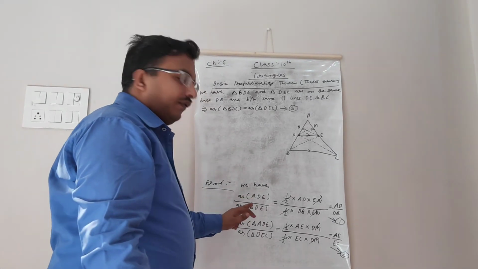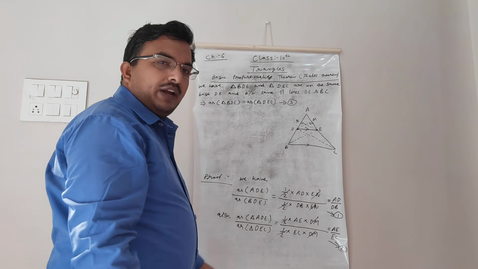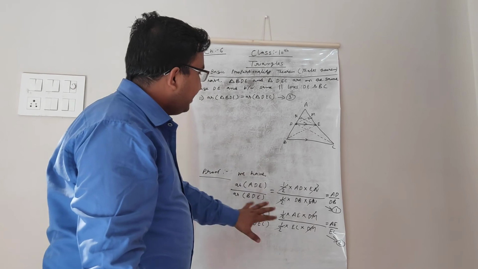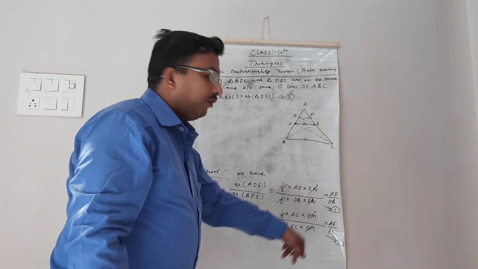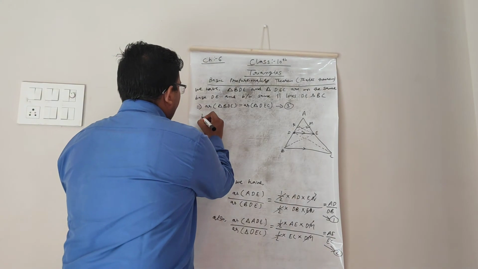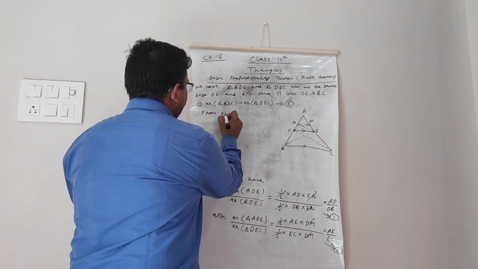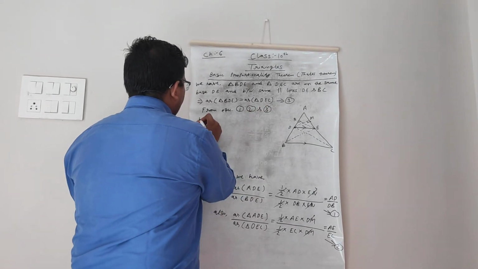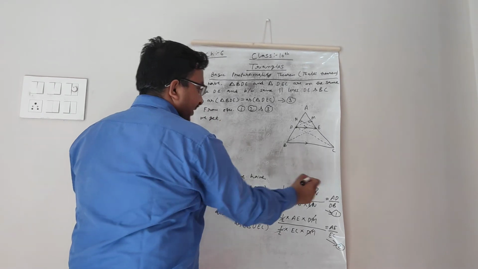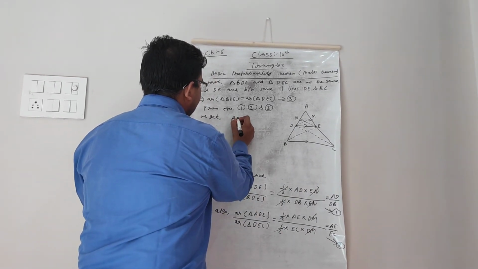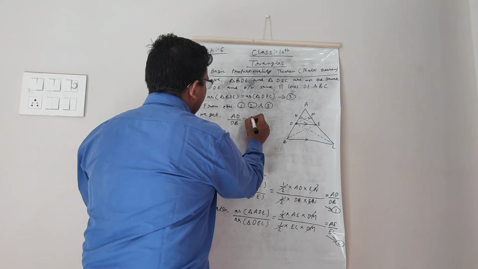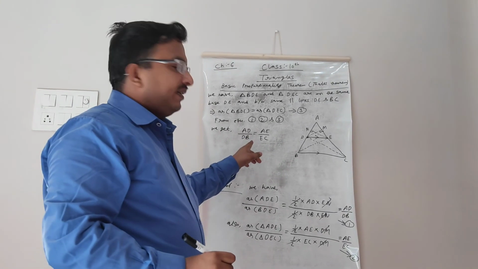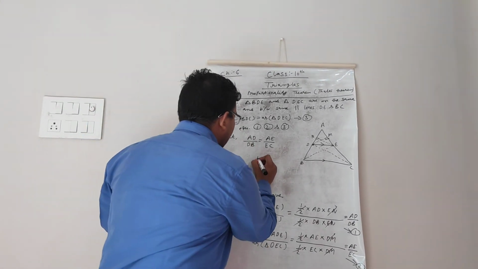Now let us see equations 1, 2 and 3. ADE is equal to ADE. BDE is equal to DEC from equation 3. It means AD upon DB is also equal to AE upon EC. From equations 1, 2 and 3, we get AD upon DB is equal to AE upon EC, and this we had to prove. Hence proved.